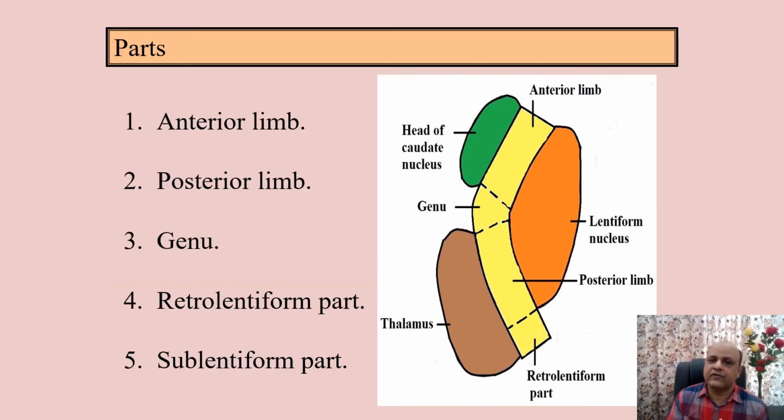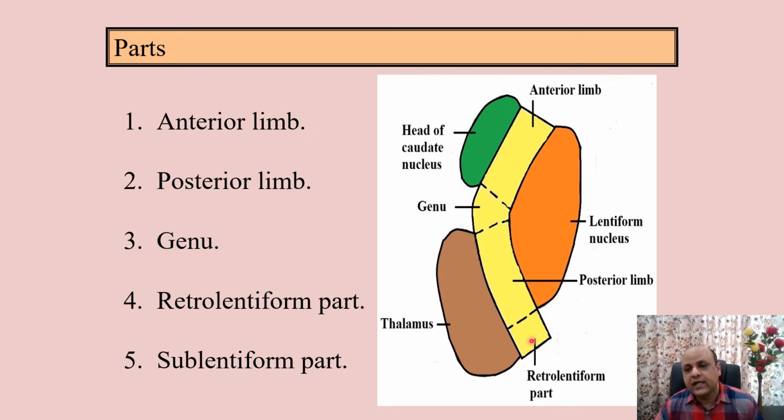So, parts of the internal capsule. The internal capsule is a V-shaped structure. In the horizontal section of the brain, we appreciate it as a V-shaped structure which is bounded medially by the head of the caudate nucleus and the thalamus, while laterally it is bounded by the lentiform nucleus. This bend is called the genu, and the internal capsule has an anterior limb, a posterior limb, and then a part which lies behind the lentiform nucleus, referred to as the retrolentiform part of the internal capsule.